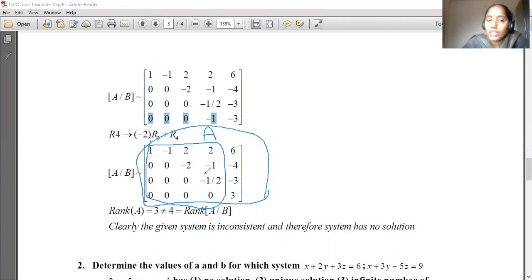So rank of A is not equal to rank of AB. That means the system is inconsistent. That means the system has no solution. What is the meaning of the system being inconsistent?